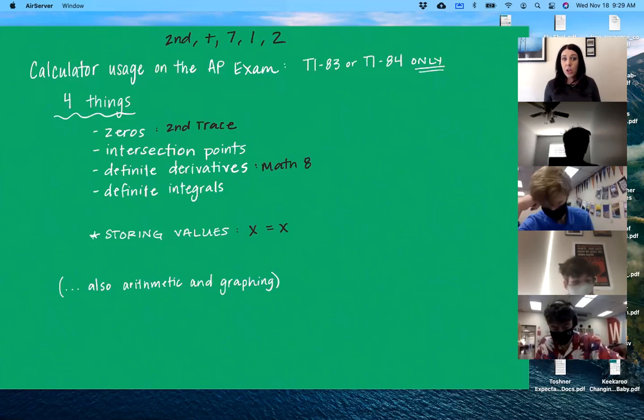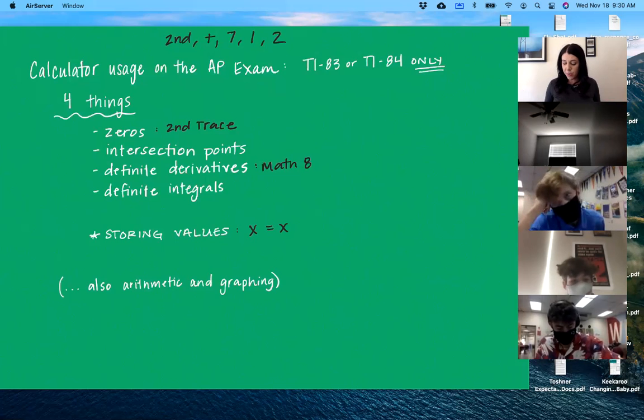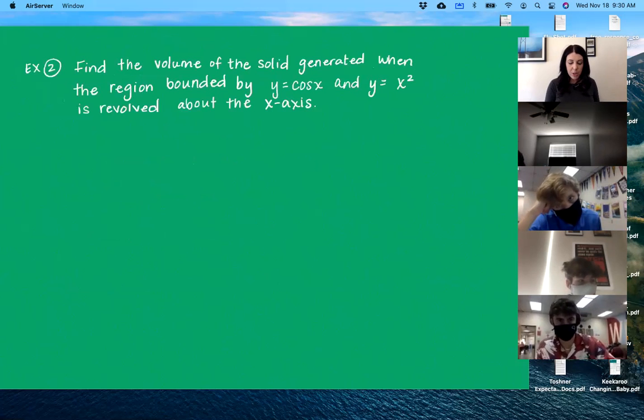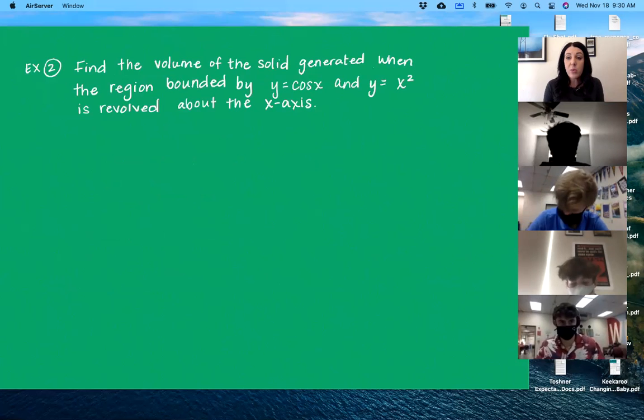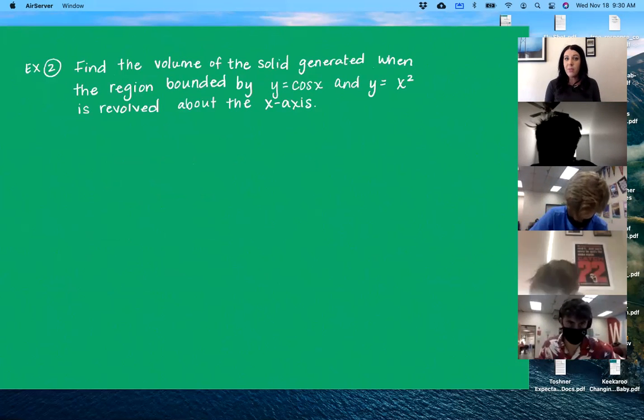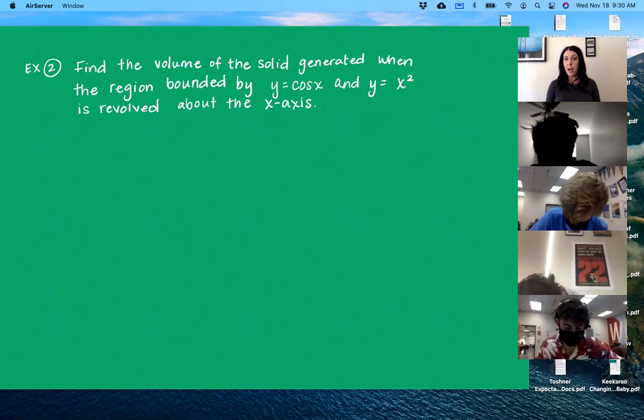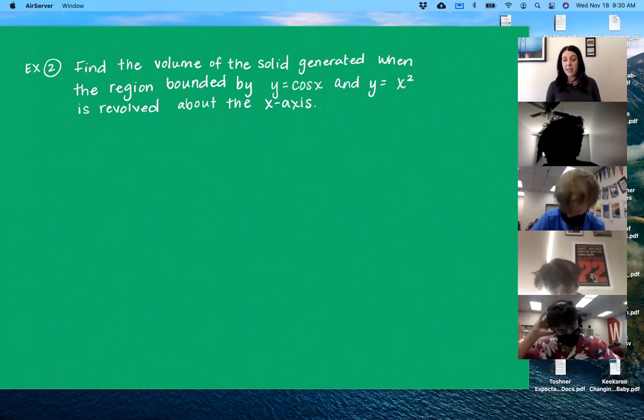Okay. So there's two more things I want to talk about that are big ideas, which are intersection points and definite integrals. So let's look at our example number 2. Example number 2 says, find the volume of the solid generated when the region bounded by y equals cosine x and y equals x squared is revolved about the x-axis.